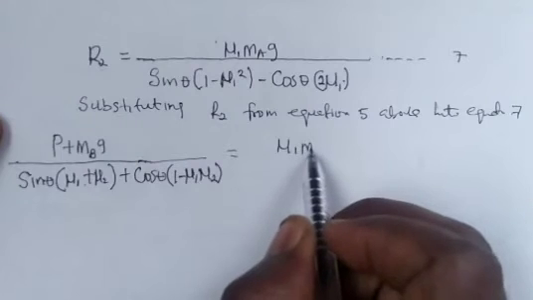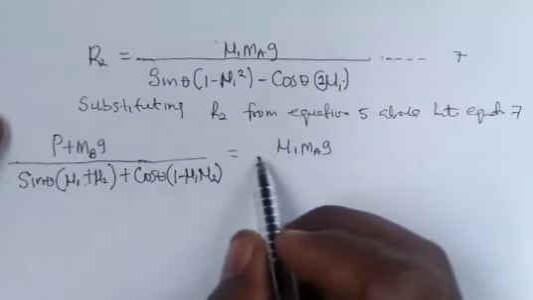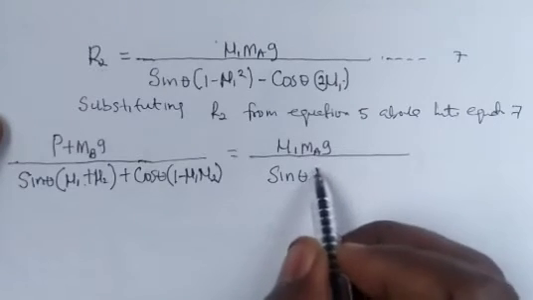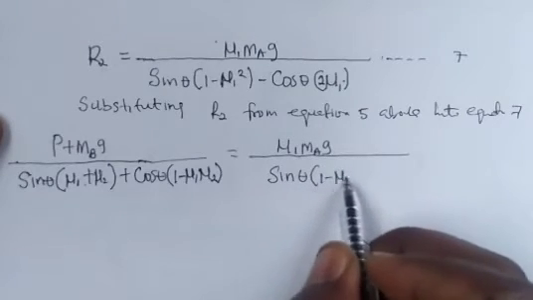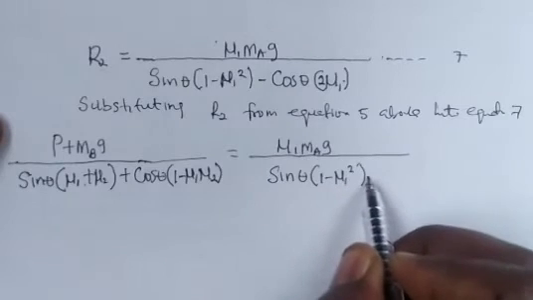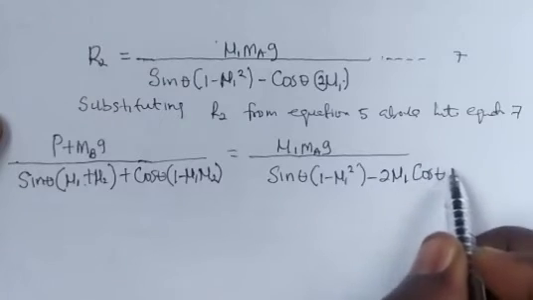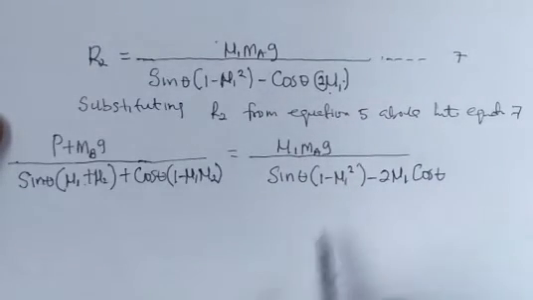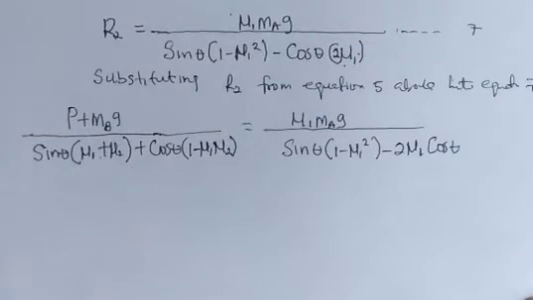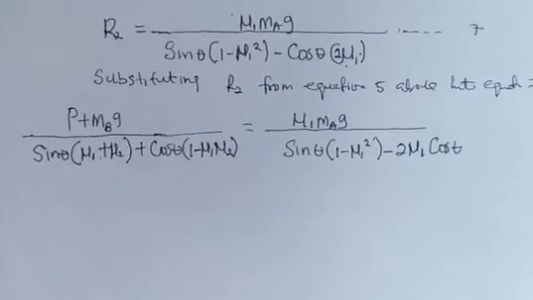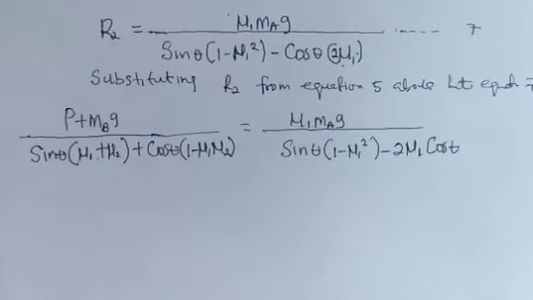Mu1 times the mass of wedge A times gravity, all over sine theta bracket 1 minus mu1 squared, minus 2 mu1 cos theta, right? I rearrange this back. This is what we're having here. So we work with this. Now we will cross multiply, or we input the values. So let's try putting in our values and see what we get.